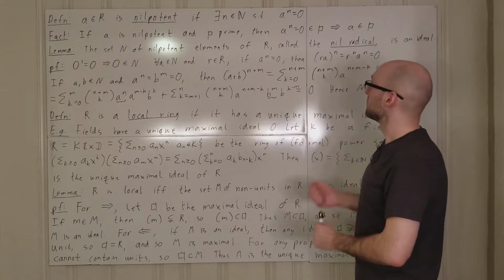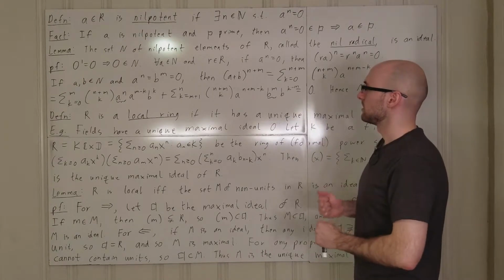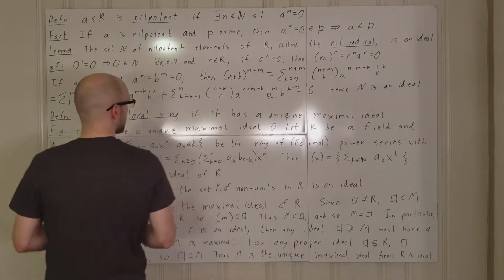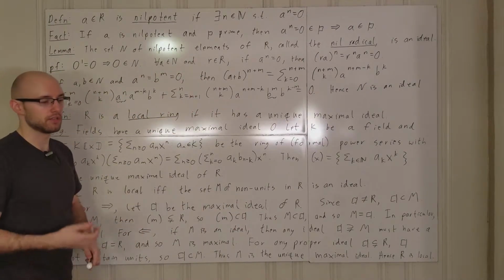Alright, so that's the nilradical and nilpotent elements. Now, for another definition, we say that R is a local ring if it has a unique maximal ideal.